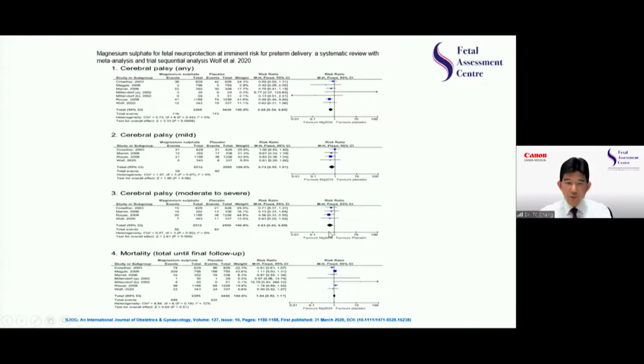So important to remember 2 things. Give your mothers the steroid injection and sort out the magnesium sulfate neuroprophylaxis. You almost always have time for one, you have time for the other.